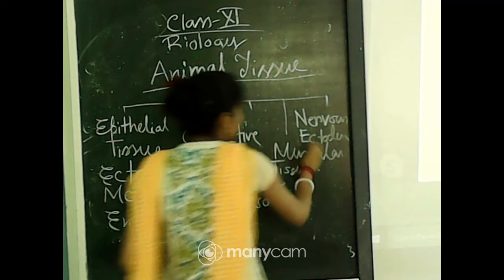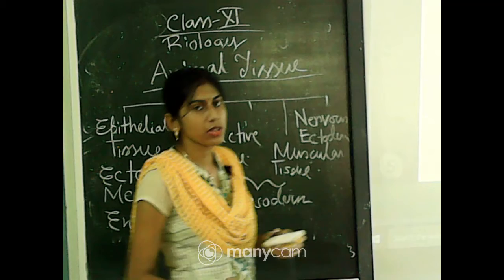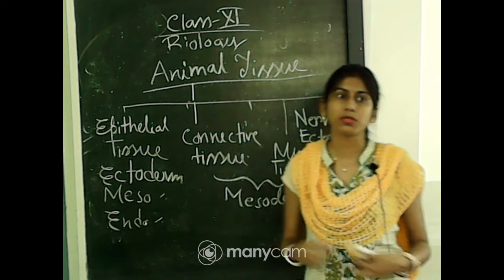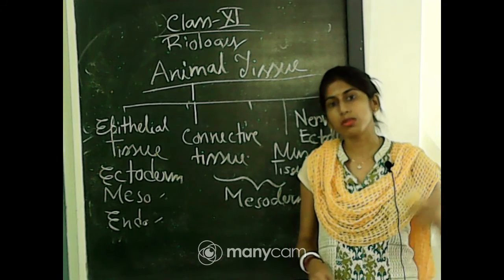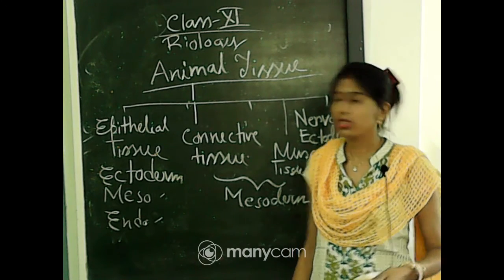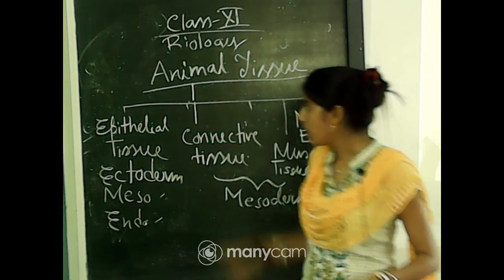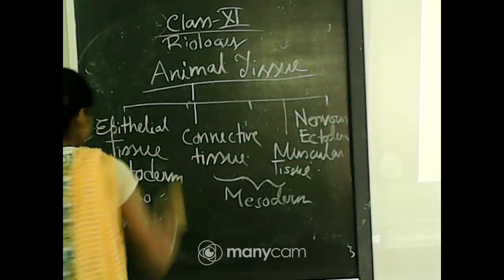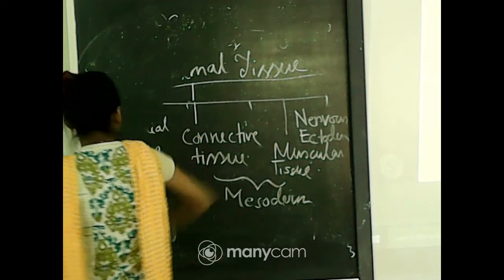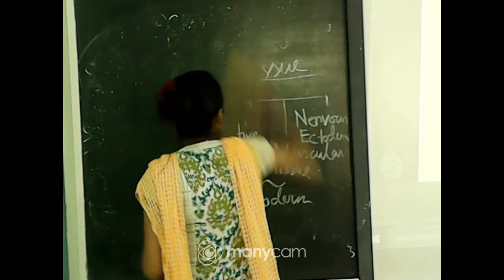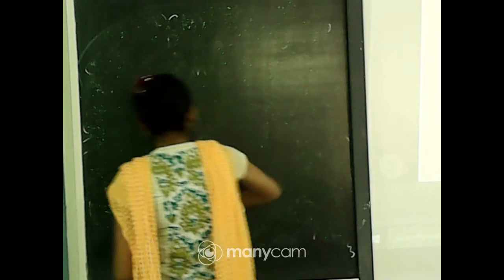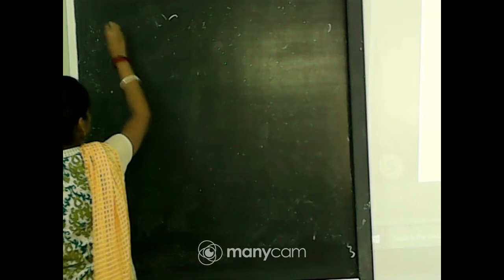And last one is nervous tissue. Nervous tissue helps transport impulses throughout our body. It helps to send information throughout the body. Okay. So, these are the main 4 types of tissue. We will read about every tissue one by one. First, we will read about the epithelial tissue.